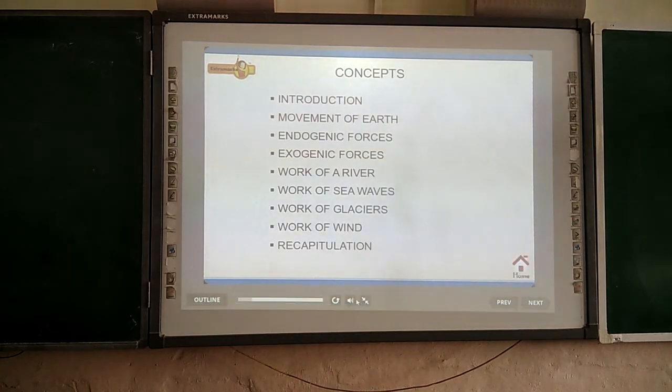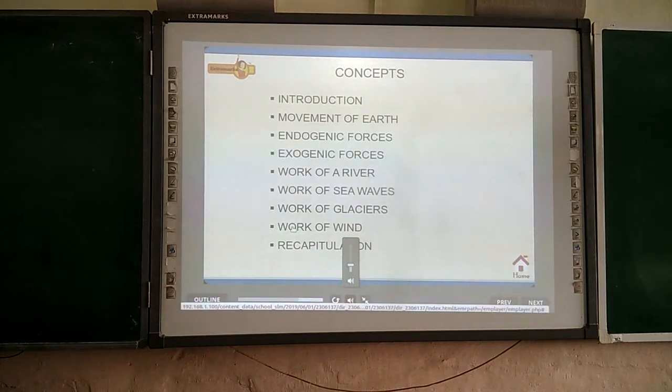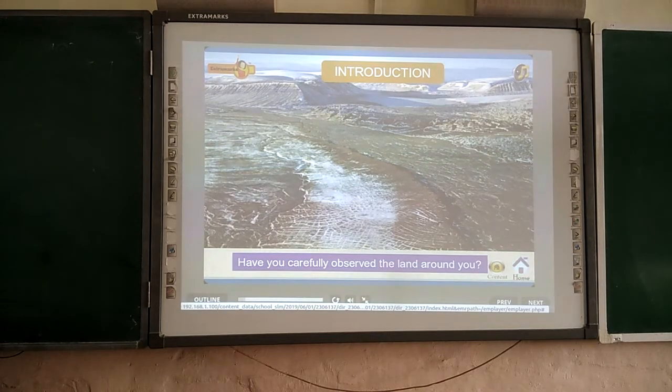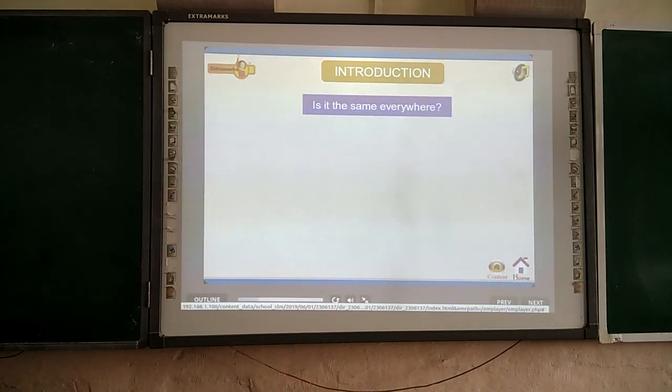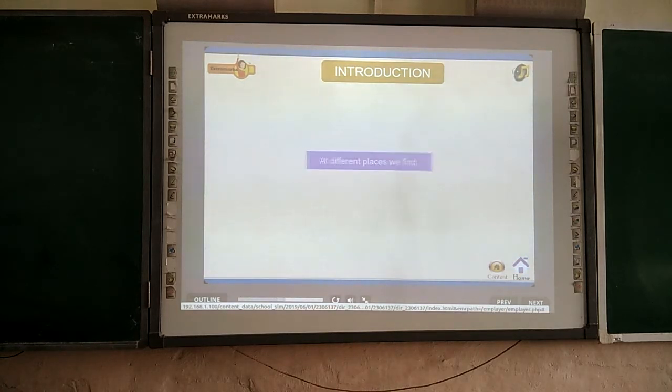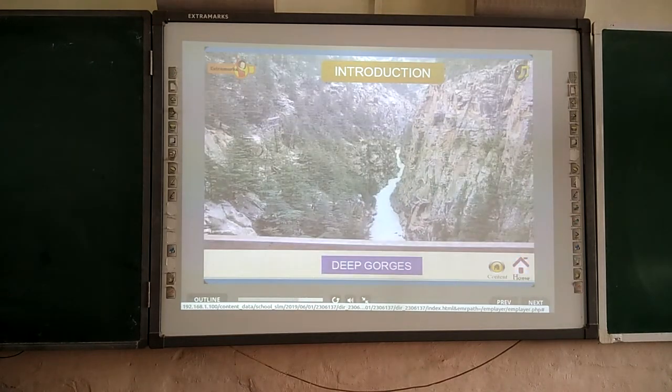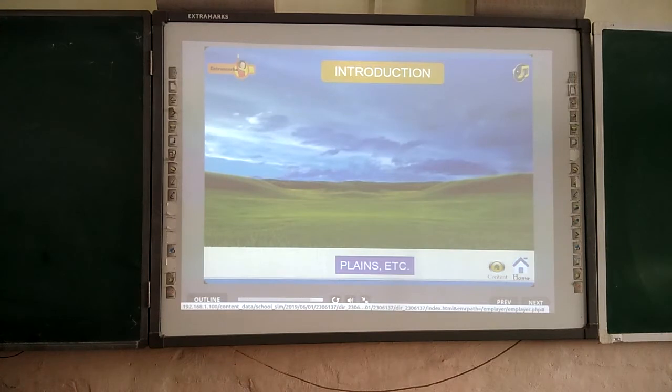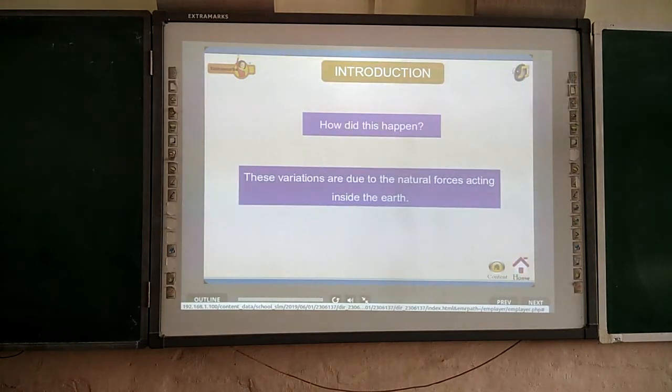This module includes introduction, movement of earth, endogenic forces, exogenic forces, work of river, work of sea waves, work of glaciers, work of wind, and recapitulation. Have you carefully observed the land around you? Is it the same everywhere? No. We can see a lot of diversity around ourselves. At different places we find mountain ranges, deep gorges, plateaus, plains, etc. How did this happen? These variations are due to the natural forces acting inside the earth.